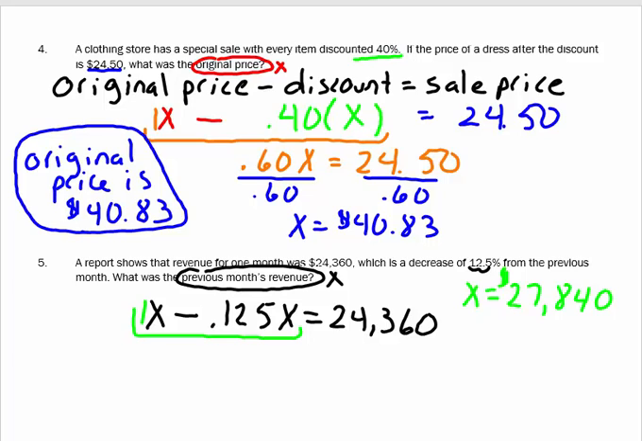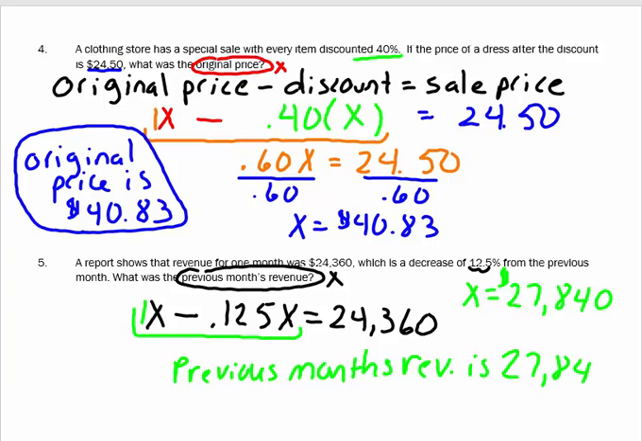Again, what did x represent? The previous month's revenue. So the previous month's revenue, I'll abbreviate revenue, is $27,840.